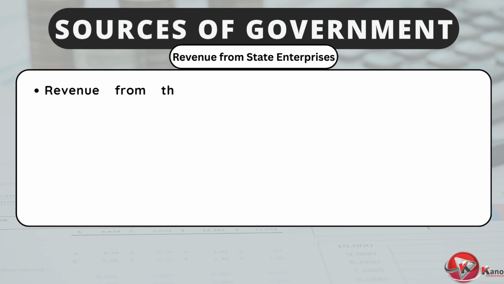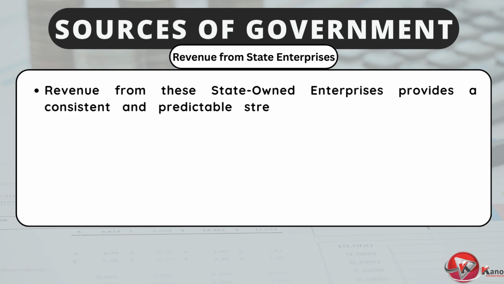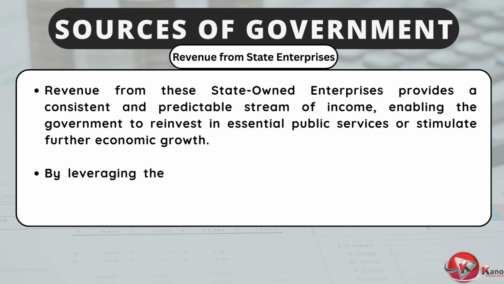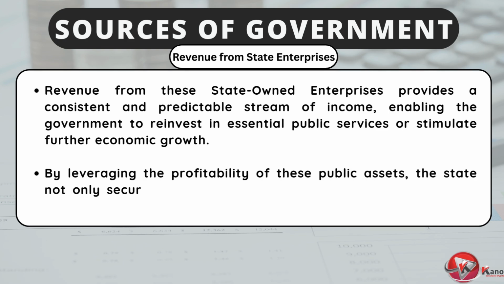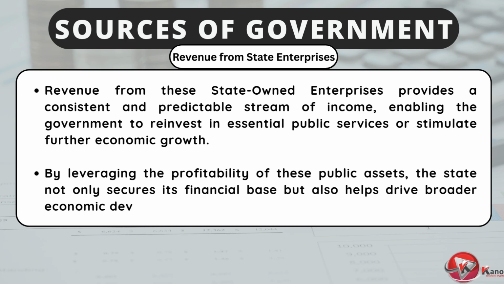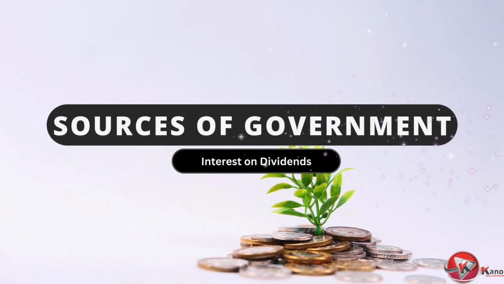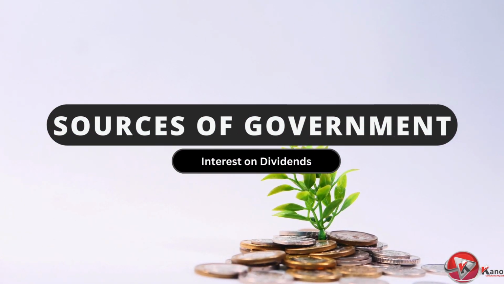Revenue from these state-owned enterprises provides a consistent and predictable stream of income, enabling the government to reinvest in essential public services, or to stimulate further economic growth. By leveraging the profitability of these public assets, the state not only secures its financial base, but also helps drive broader economic development. Another source of government revenue could be from interest on dividends.